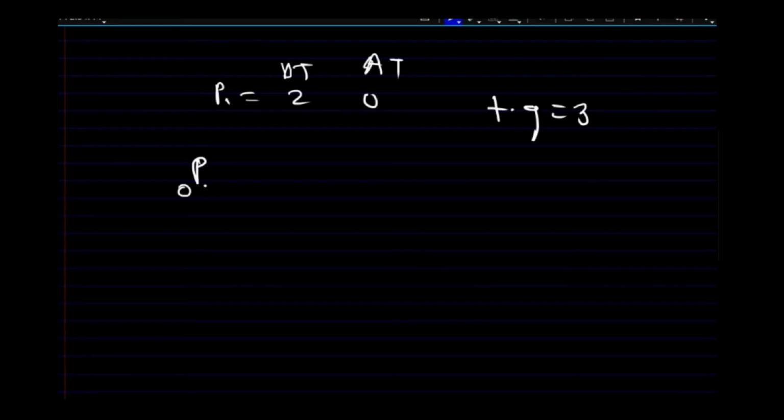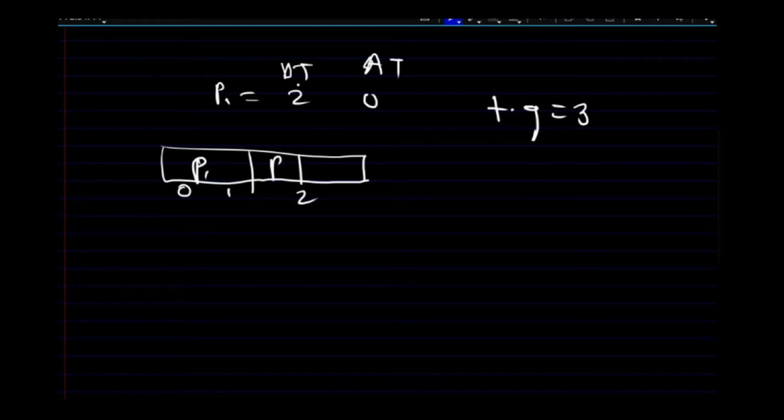say process P1 has a burst time of 2, arrival time of 0, and time quantum equals 3. So P1 will start execution from 0 to 1, and it will also execute from 1 to 2 because its burst time is 2. Even though the time quantum is 3, the burst time is 2. So how much will the timeline move? It is moving equal to the burst time.